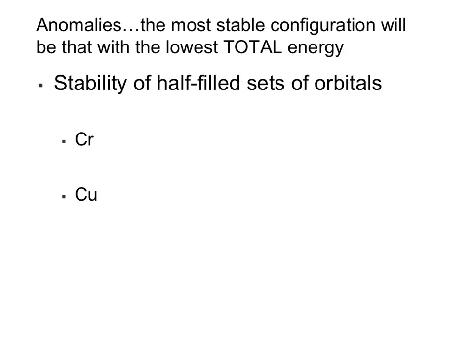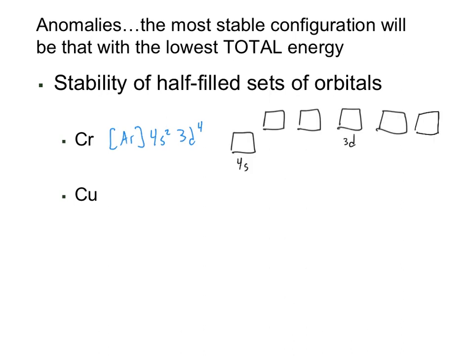Lastly, we have to talk about those anomalies that I mentioned earlier with chromium and copper. It turns out that if we can half fill an orbital, that has a more favorable energy state. And so if we look at the configuration of chromium, we would expect that to be argon 4s2, 3d4. And so the orbital filling diagram would then look something like this.